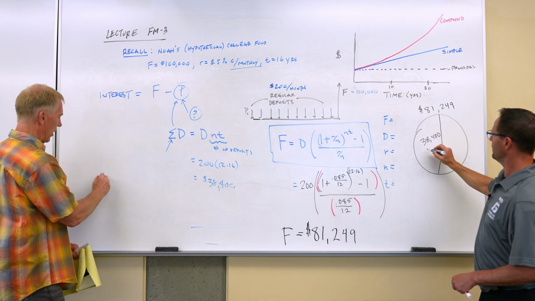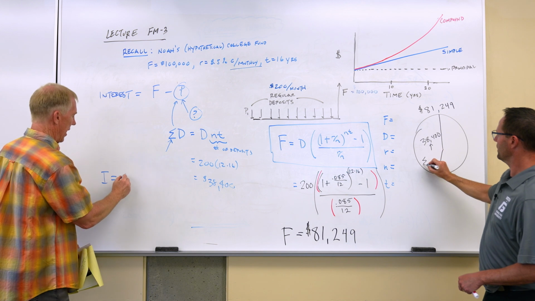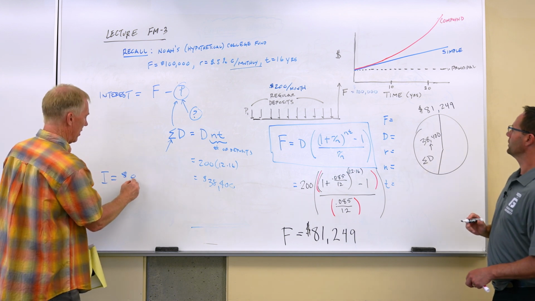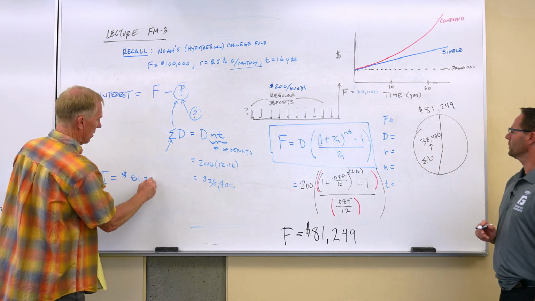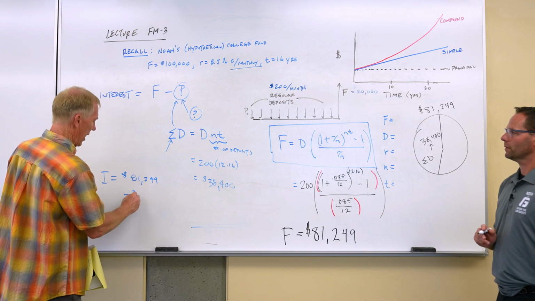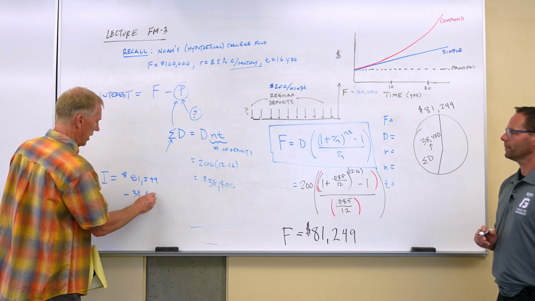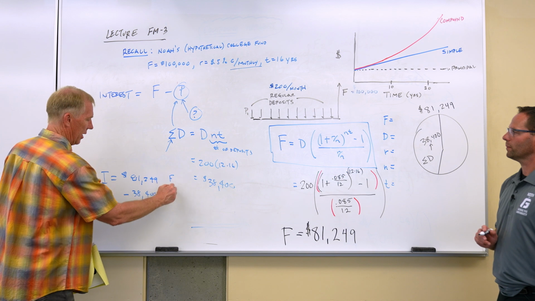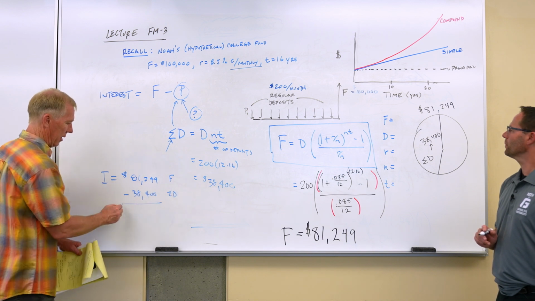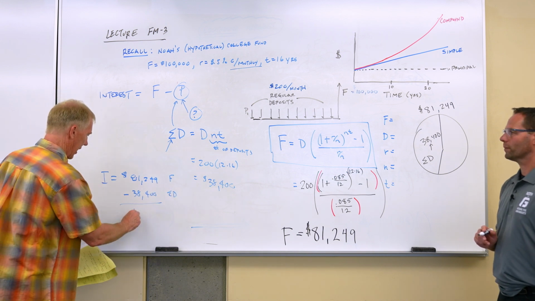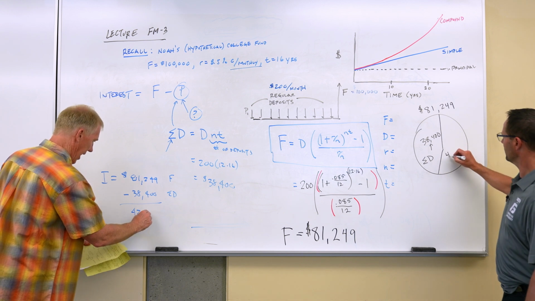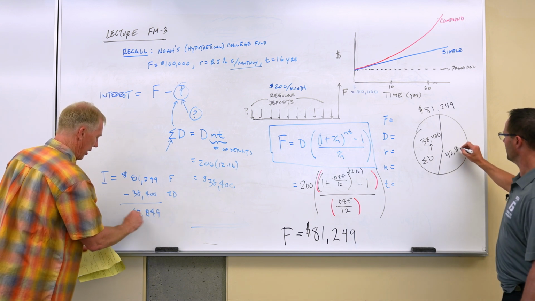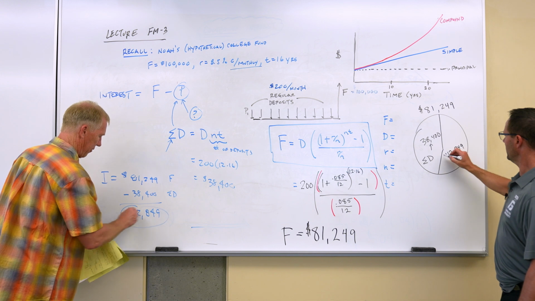Now that means the interest is the whole pie, which is $81,249, and I've got to take away what we put in. There's the difference again, what we end with and what we started with deposit-wise. And I did that calculation, and I got $42,849. Thank you very much to the bank for that gift.